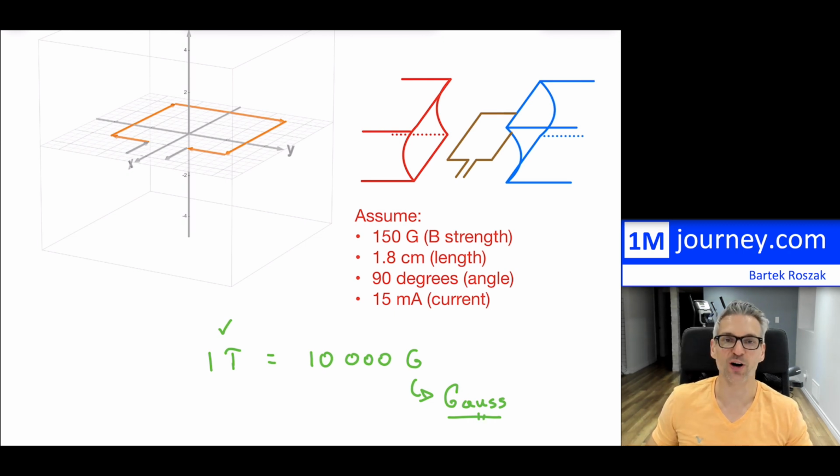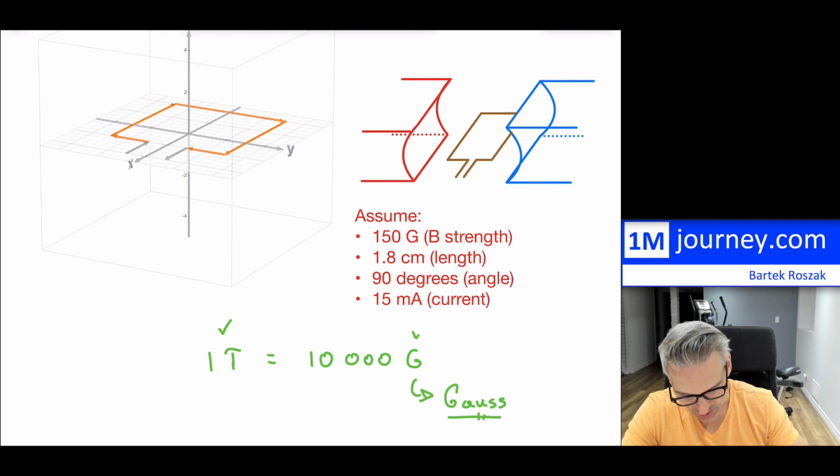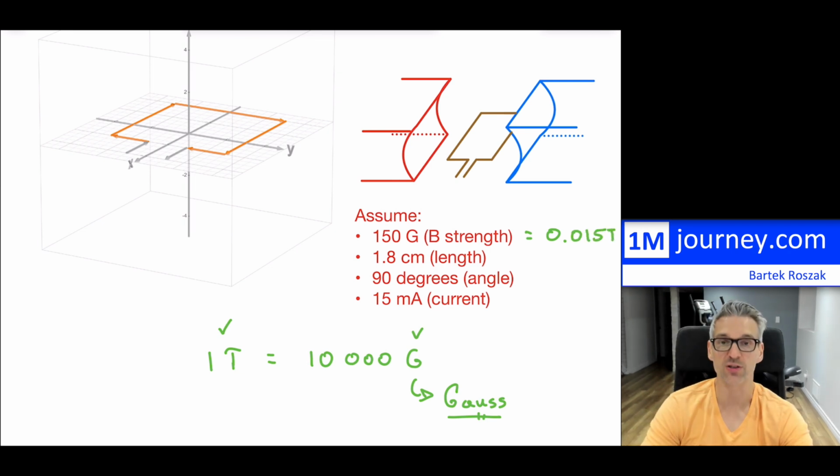If you are a student who's going to be continuing on after foundational physics, you are going to hear of Gauss probably quite a bit on the electromagnetism side. So that is nothing but a unit conversion. If you want, you can certainly convert this, and it's going to be 0.015 Tesla. I'll leave that unit conversion up to you.